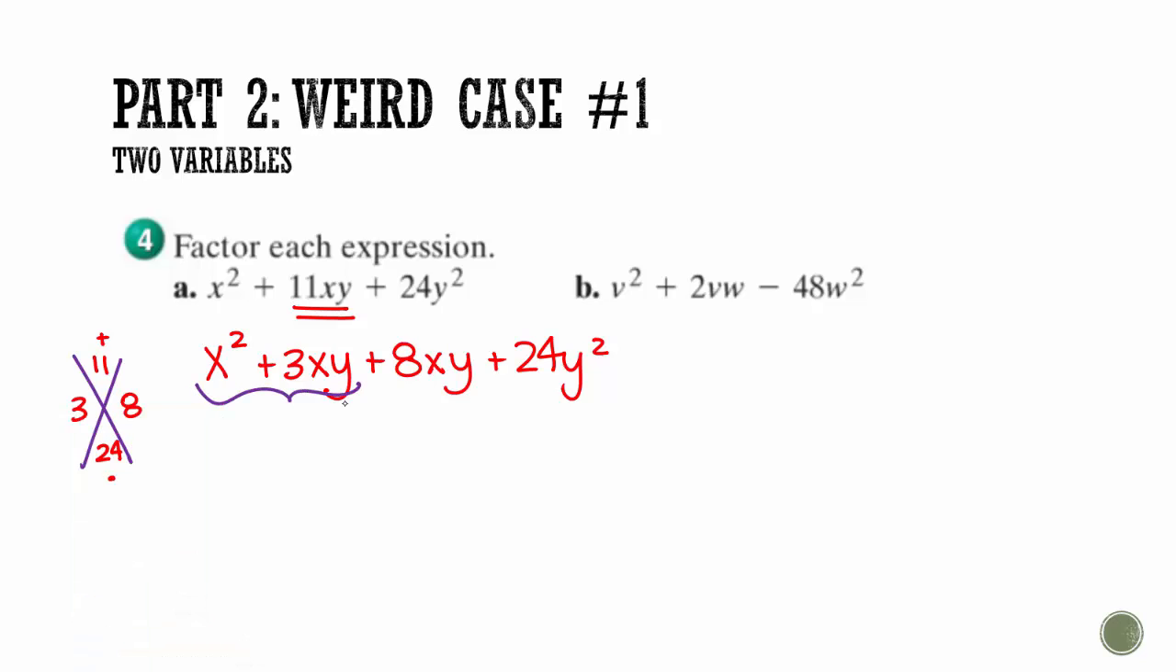So what do these 2 things have in common? Well, this guy has 2 x's and this guy has 1, so I can take one of those out. And I'm left with x plus 3y. And then over here, these guys have an 8 in common and a y in common, so I'm going to take that out. And I'm left with an x. I need a 3 to make 24 and 1 more y to make y squared.